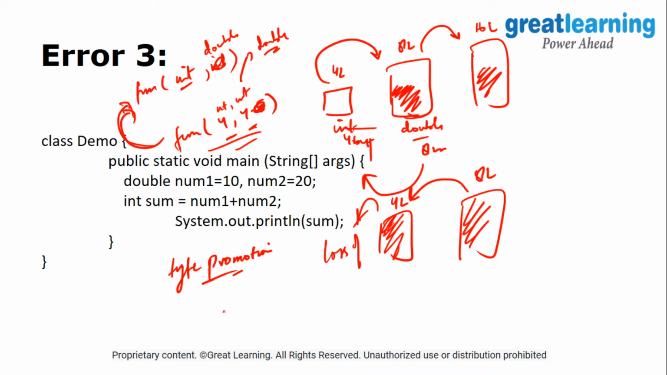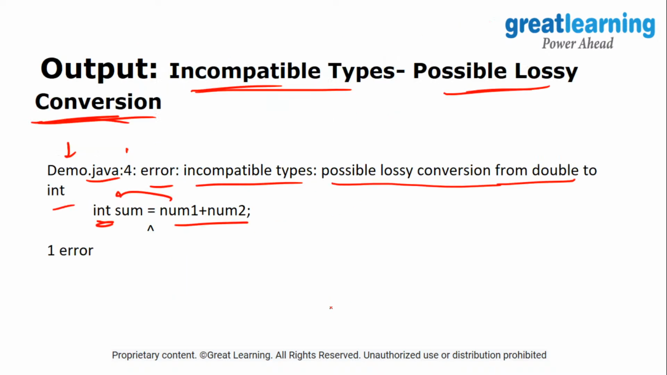Okay, is this thing clear? And now what you're doing is trying to convert this 8 liter into 4 liter. Obviously there will be overflow, there will be loss of information. So this is what is known as lossy conversion, okay? Yes, typecasting is required at that time, okay? So now this is your third type of error, and it is known as incompatible types, possible loss of information, or possible lossy conversion, okay?